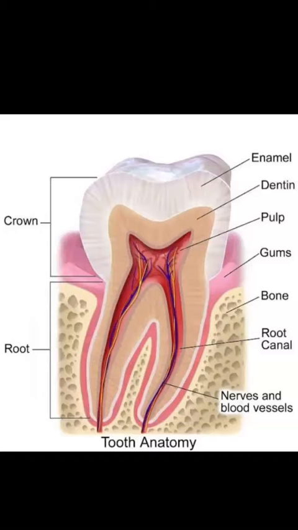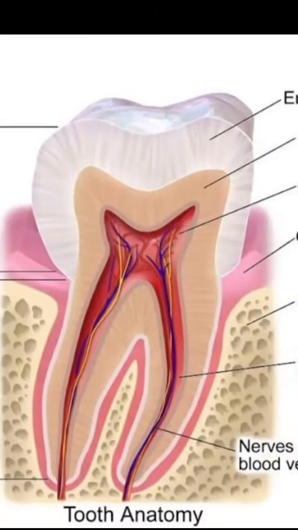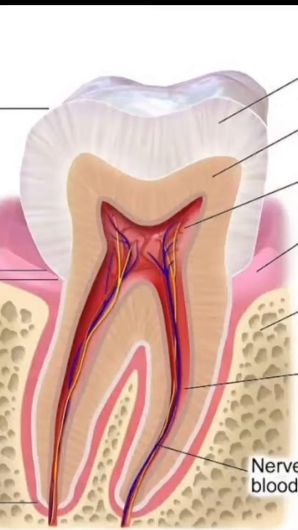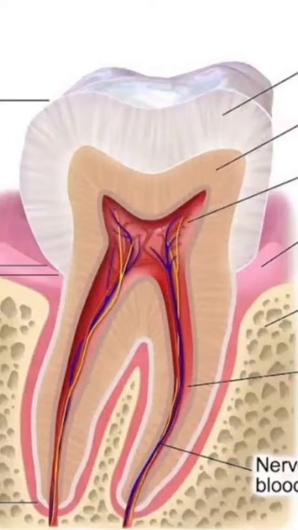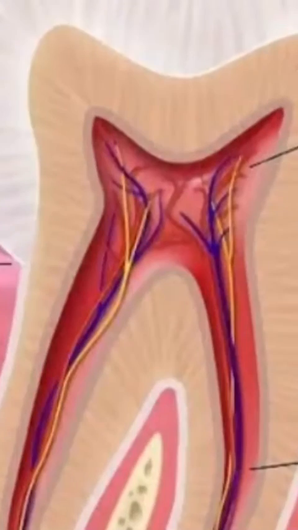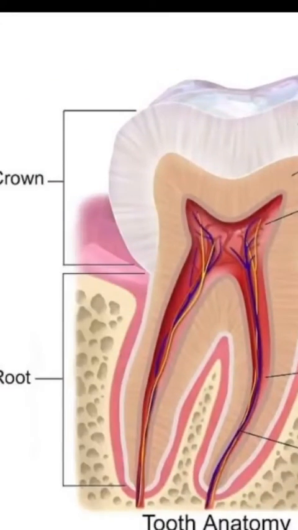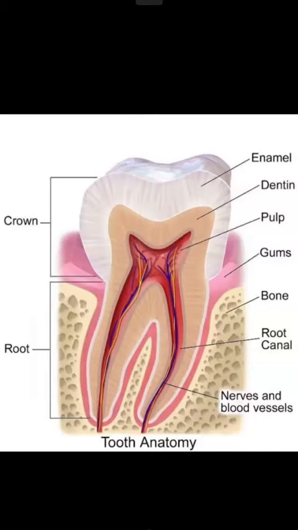We know that our tooth consists of enamel, dentin, and pulp. The white colored portion in the picture is the enamel. Below that there is the dentin, and the red colored part is the pulp. The pulp which is present in the root portion, in the apical portion, is known as the root canal. So in this video we are going to discuss the root canal only. The pulp present in the crown portion is the pulp chamber, and the pulp present in the root portion is the root canal.